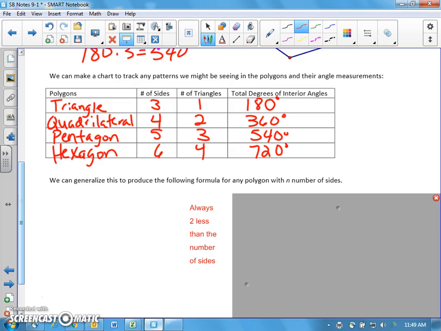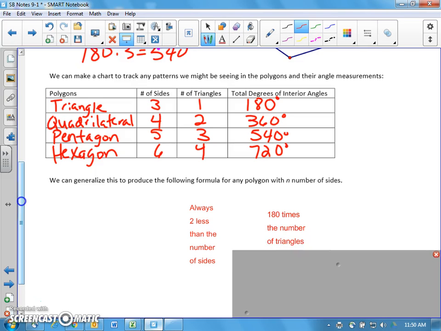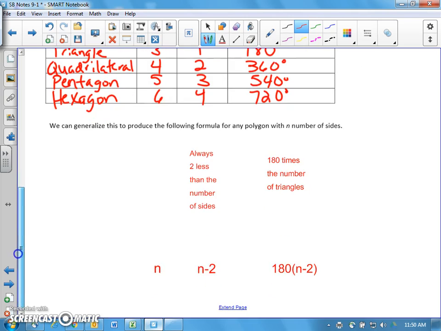So then think about the process that we did to come up with our degree measure. Once we knew how many triangles, we just did 180 times the number of triangles that we created. What this allows us to do is come up with some formulas.